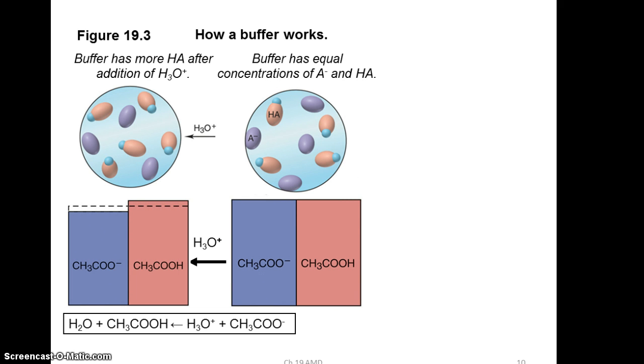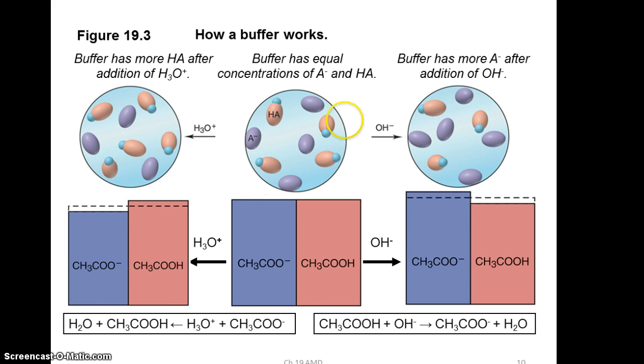So here's more of a visual representation. If we have equal concentrations of HA and A minus, and we add some strong acid or some strong base, the buffer compensates for it.